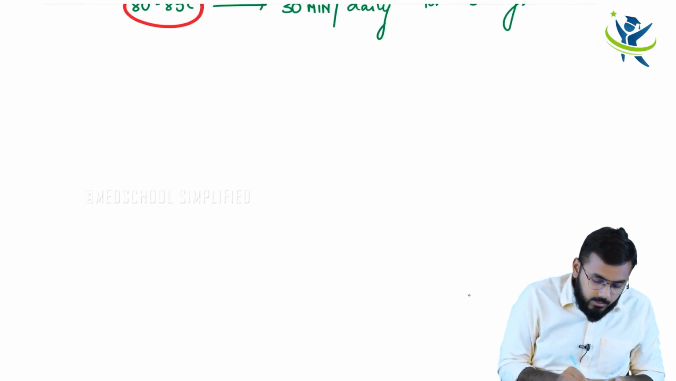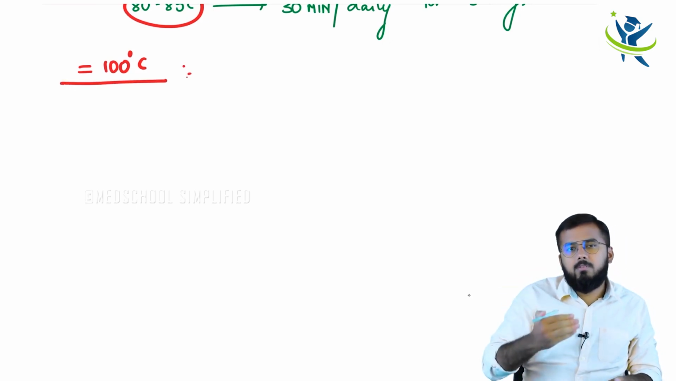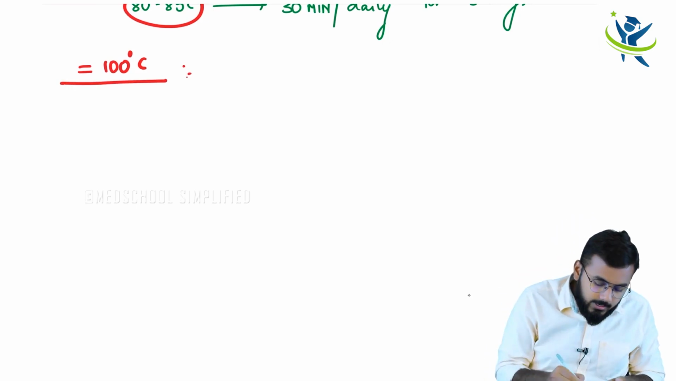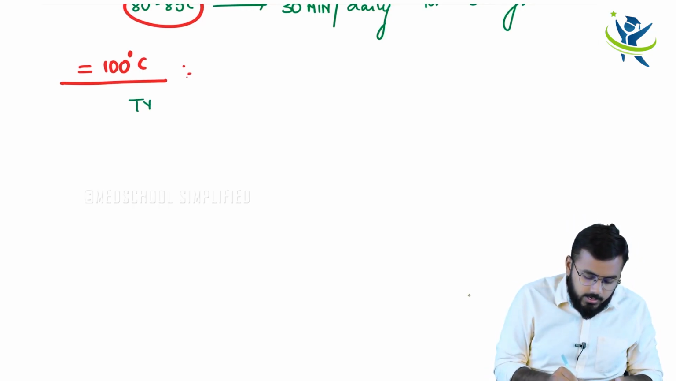But now you are switching on to the next one where you are using the temperature equivalent to 100 degrees centigrade. So what is that method where you use the temperature equivalent to 100 degrees centigrade? That is tyndallization.